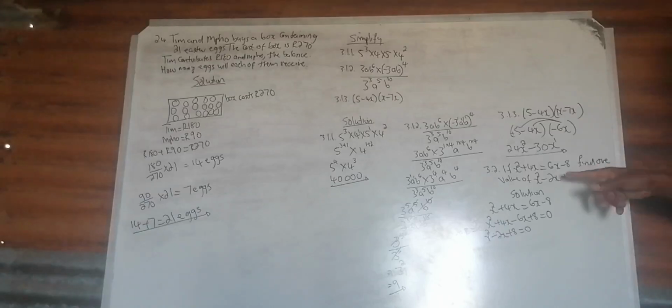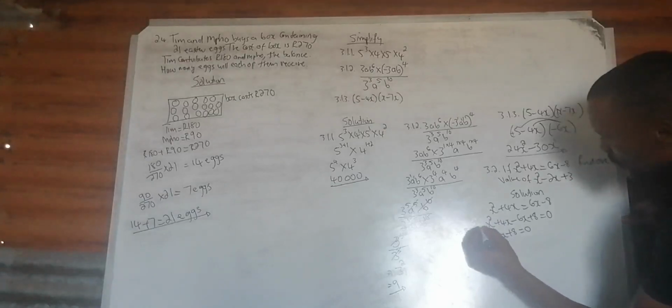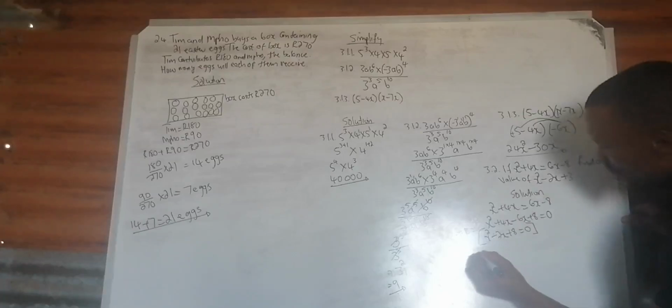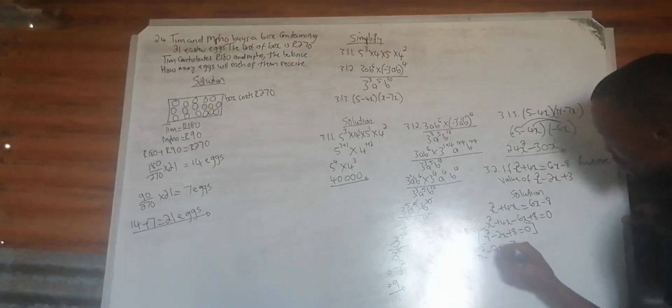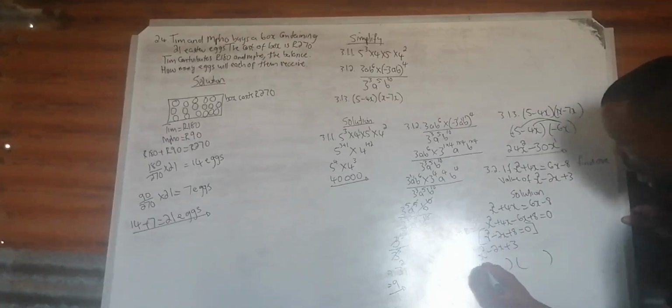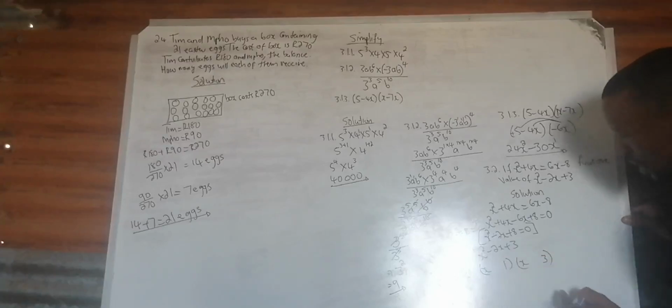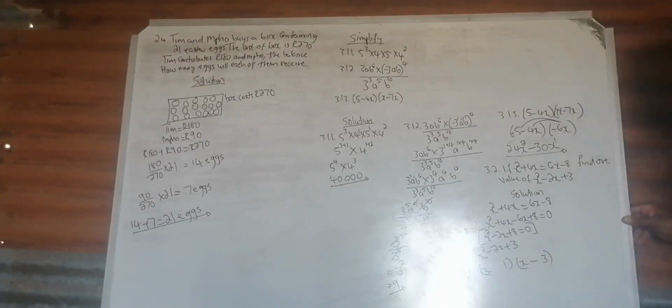Let me look at x squared minus 2x plus 3. I can factorize this. I can say x, x, 3 and 1. The bigger number takes the sign, but even this one is highly problematic. I cannot find the factors of 3 that can give me negative 2. It's highly problematic.